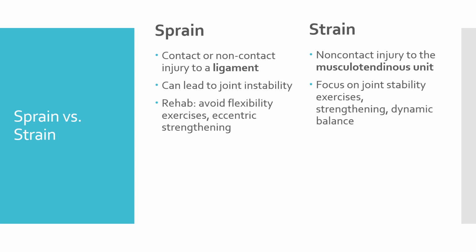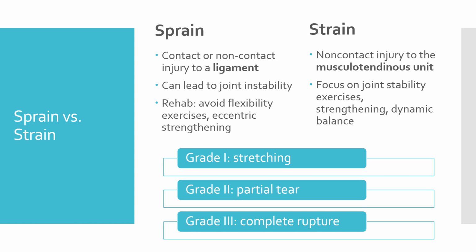A strain, conversely, is an injury to a musculotendinous unit, the muscle and its tendon. Since muscles are dynamic stabilizers and force producers, our rehabilitation focus shifts to joint stability exercises, strengthening, and dynamic balance training. Here's a simple memory trick. Think ST for strain equals tendon muscle, and SP for sprain equals ligament. Though I know it's a stretch, the key is understanding the functional implications of each injury type.